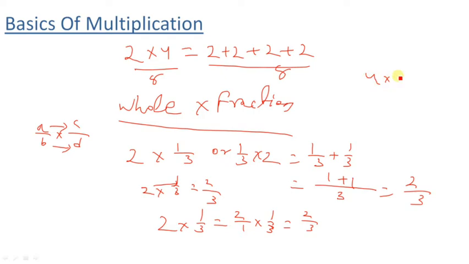Similarly, if we have 4 into 5 by 6, what will be the result? It will be 4 by 1 into 5 by 6, which is equal to 4 into 5, that is 20 by 6. So this is the basics of multiplication. In this way, a fraction is multiplied. In this video, we will learn the method and some examples of how a whole number is multiplied with fractions.